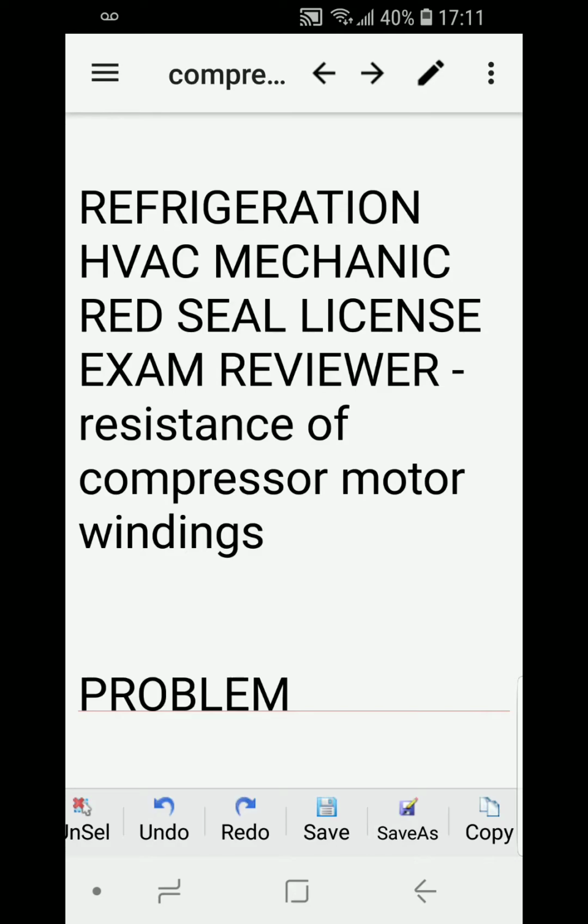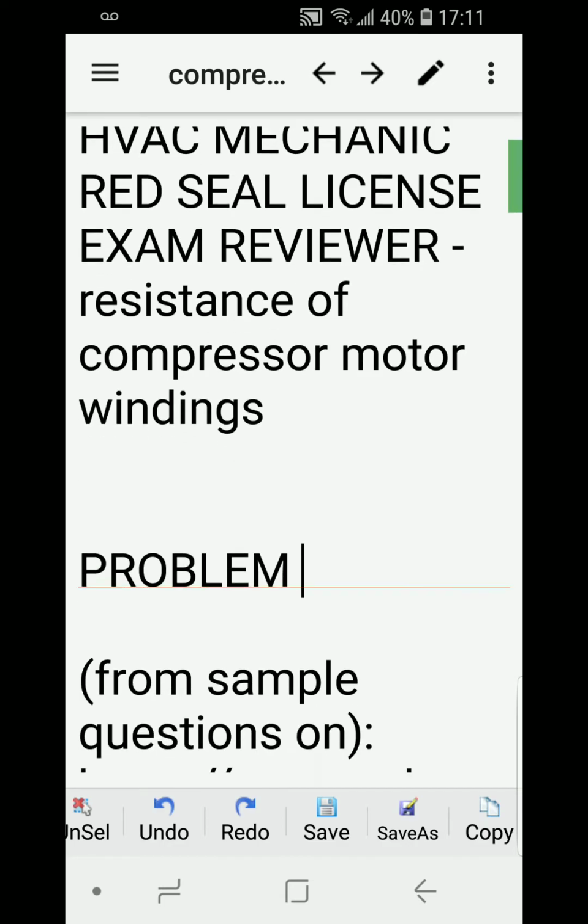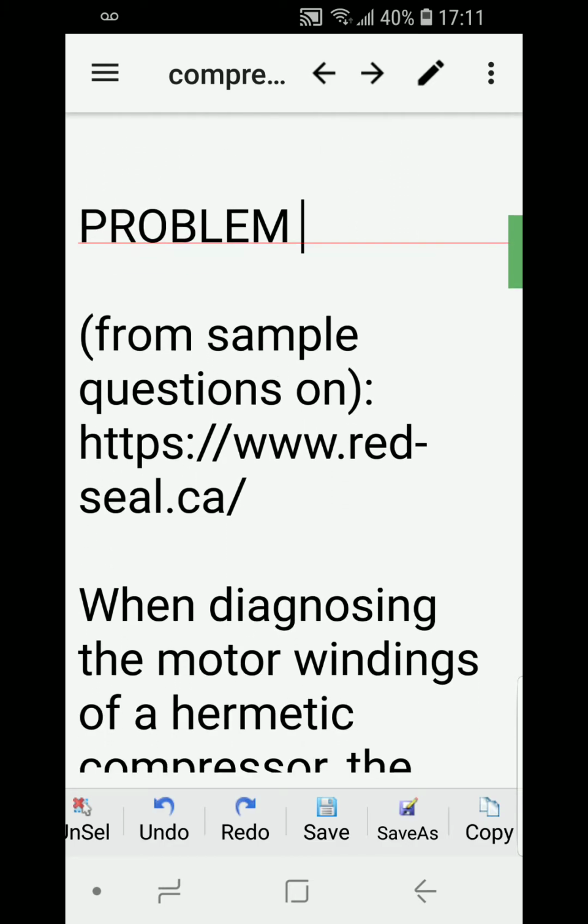Welcome to another refrigeration and HVAC mechanic Red Seal license exam reviewer. Today's topic is on the resistance of compressor motor windings. So we've got a problem here from the sample questions on redseal.ca.